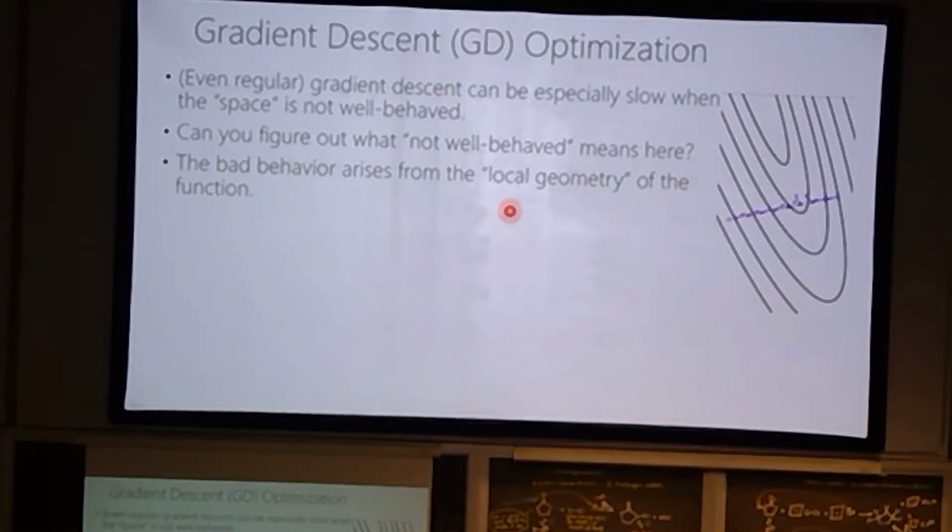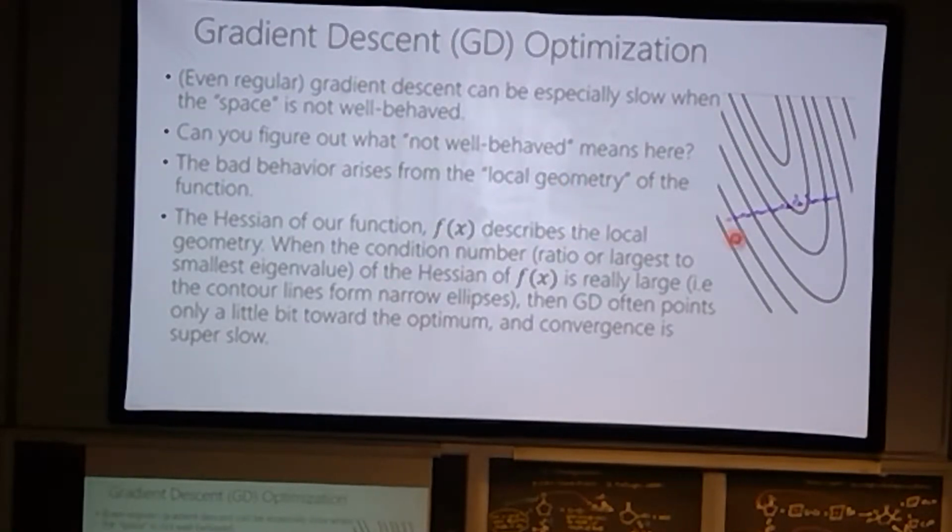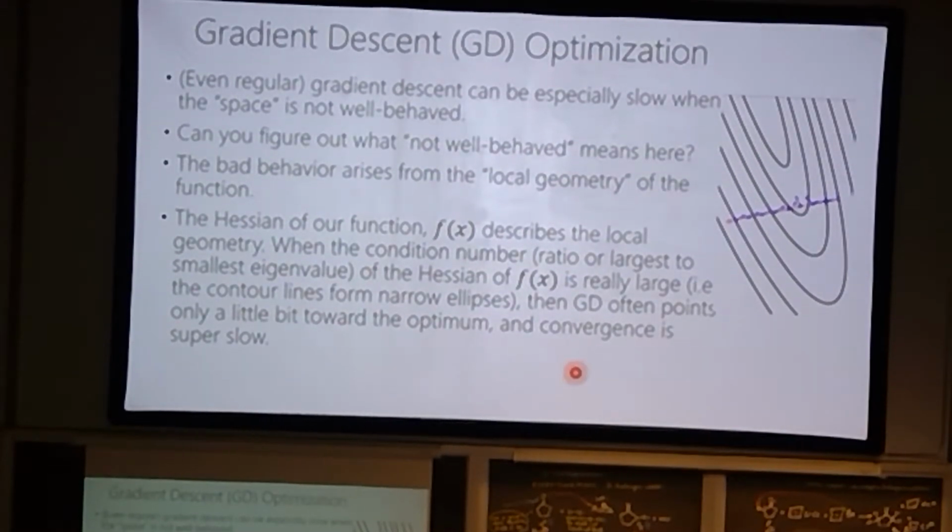So it turns out it's from what we sometimes call the local geometry of this function. By local geometry, we mean basically the curvature, like what is the shape of these level sets of the function? And the Hessian, of course, is what describes these. When the condition number of the Hessian is really bad, in other words, when the largest eigenvalue over the smallest eigenvalue is a really big number, I get these very drawn out ellipsoids, right? And when that happens, I have this wonky local geometry, and this is the kind of thing that easily screws up gradient descent.